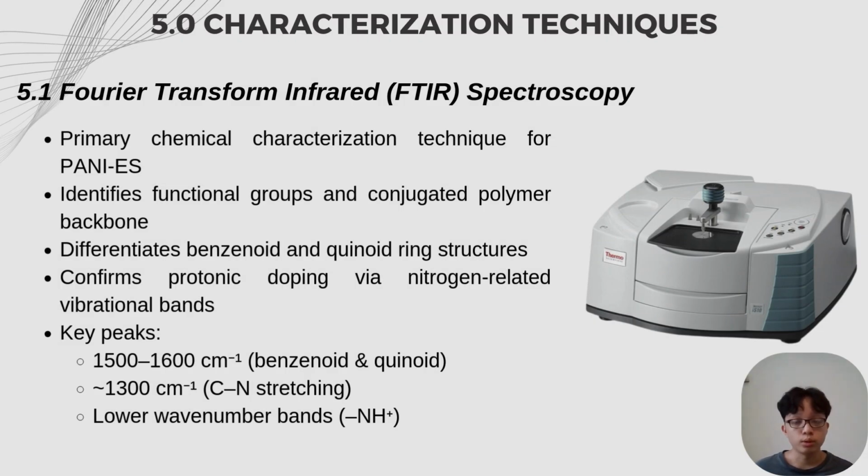FTIR spectroscopy was used as the main chemical characterization technique to confirm the structure of polyaniline emeraldine salt. The presence of benzenoid and quinoid ring stretching bands between 1500 and 1600 inverse centimeters indicates the emeraldine oxidation state. C-N stretching and protonated amine bands further confirm successful protonic doping and formation of the emeraldine salt.